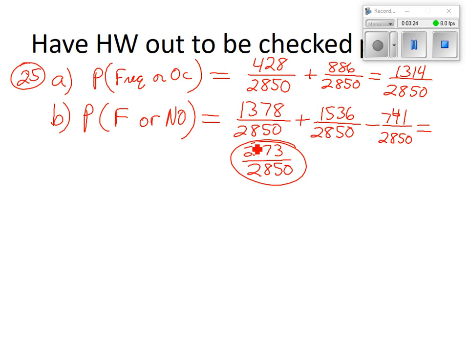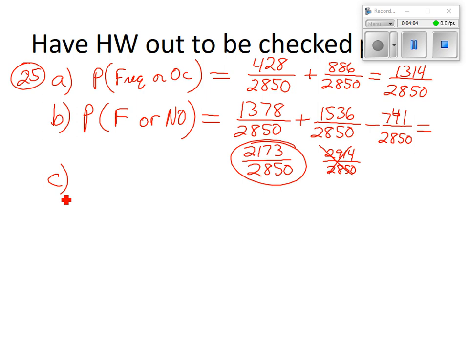Now, please make sure somebody adds these two together for me. 2914. So if you add 2914 over 2850, what's that telling you? There's something wrong. Because your probability has to be between 0 and 1, and we're more than 1 now. So that probably tells you that your events are not mutually exclusive, and you have to subtract off something. So if you come up with an answer like that, make sure that you go back and figure out why.